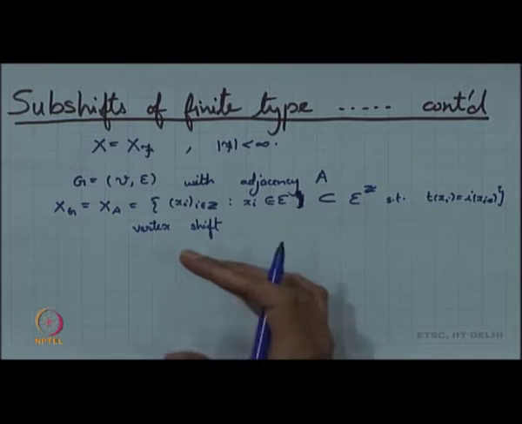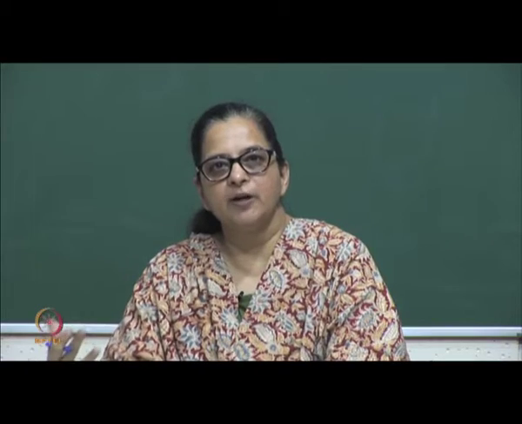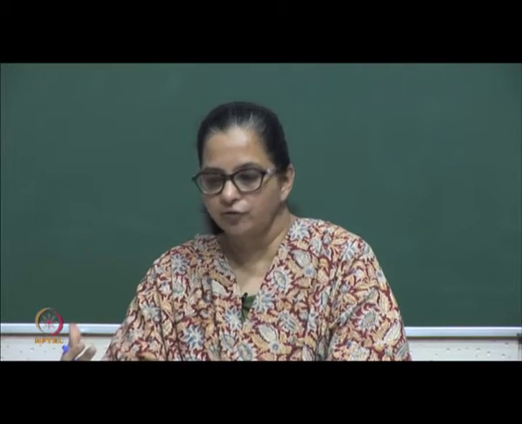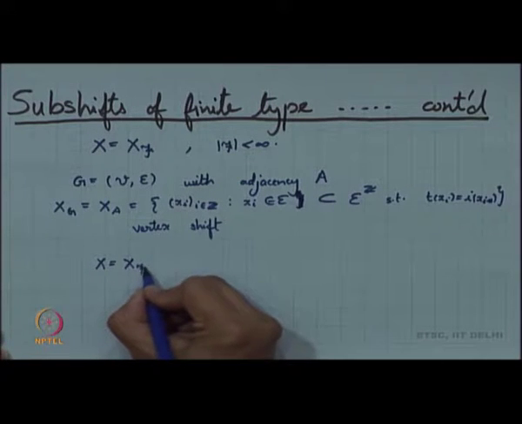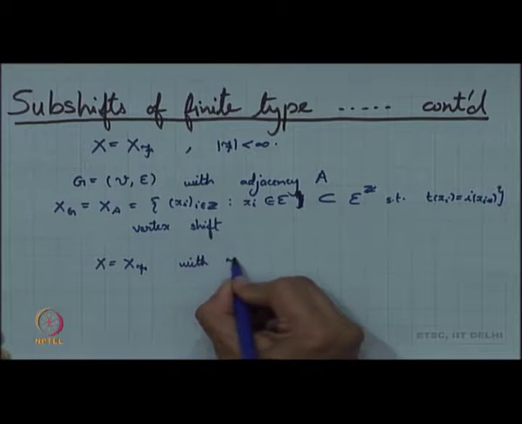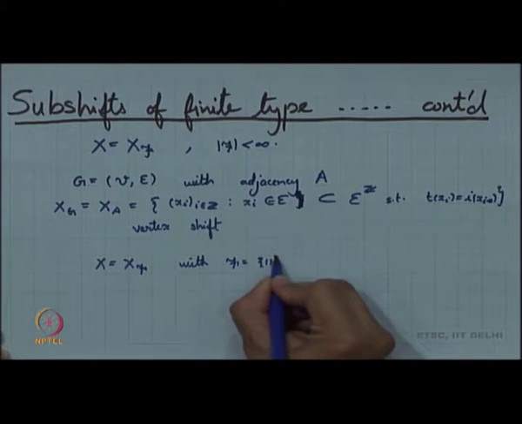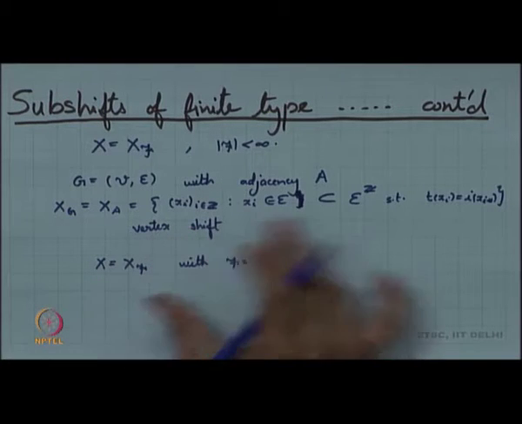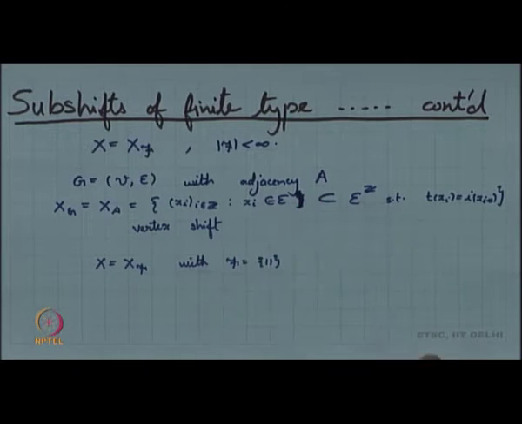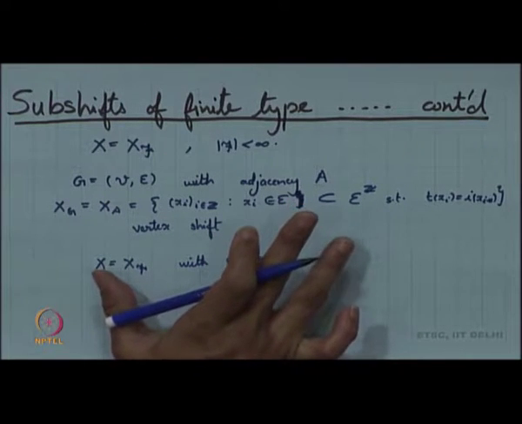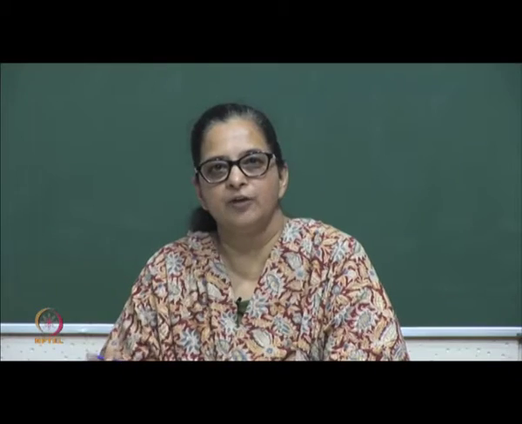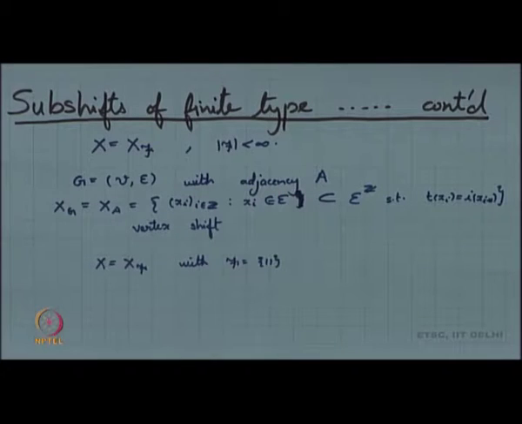And we had seen that every vertex shift is a subshift of finite type, and also that not every subshift of finite type can be represented as a vertex shift. So, we had considered this example: you take X equal to X_F, with F being just the block 11, then we could not represent this in terms of a vertex shift. But we are interested in representing every subshift of finite type. So, what can be done for such particular cases?